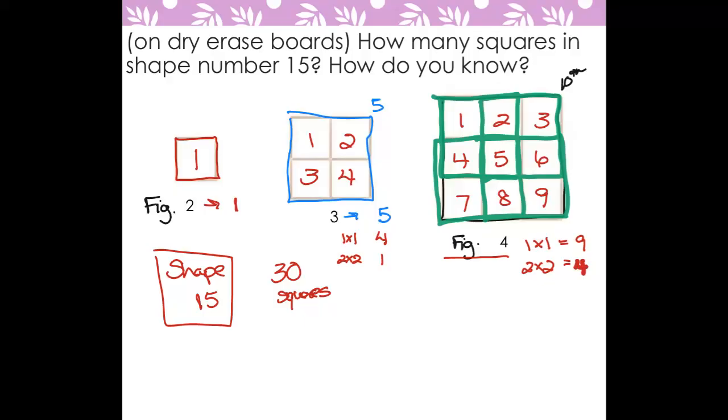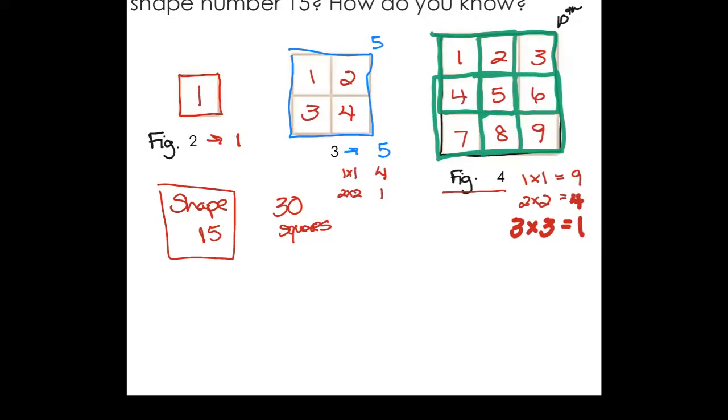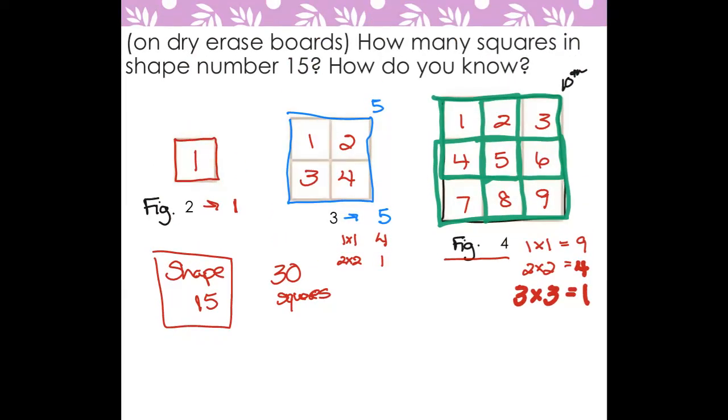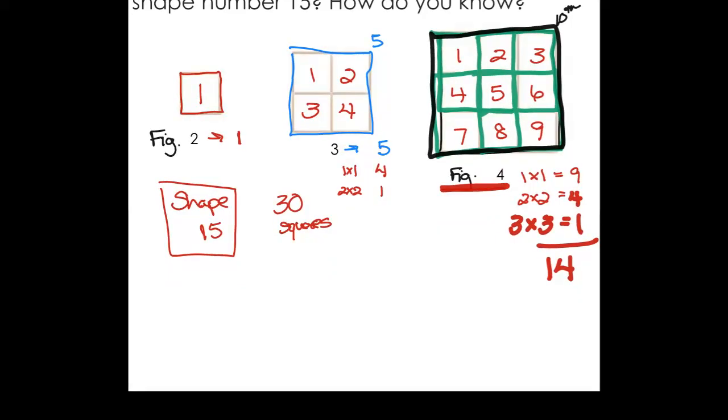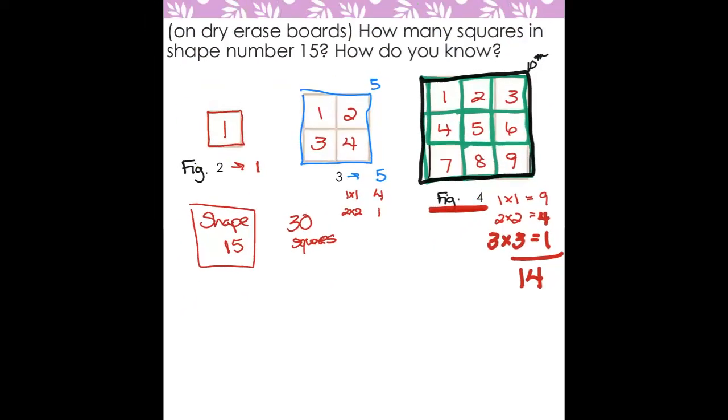Oops. And how many 3 by 3s do I have? 1. I don't get 3. 3 by 3, that's just the outside large one. That was our 10th one before. So when I add these all up, you said there were 12, but actually there are 14. So figure 4, there are 14. Now are we going to do number 15?